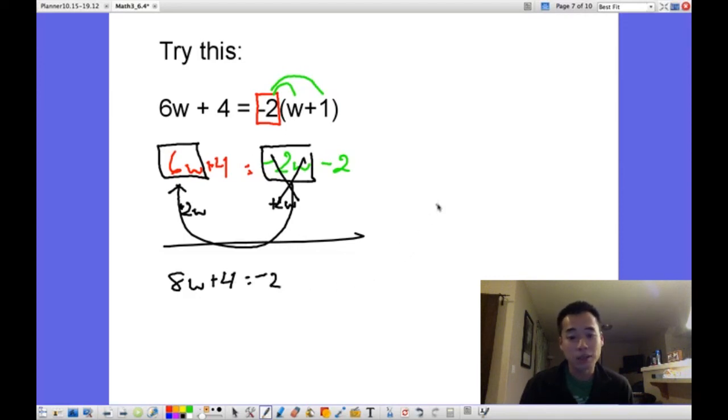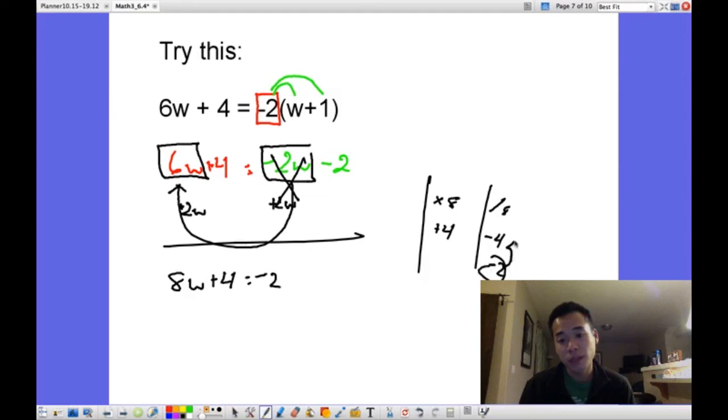Here, I can do the undo table real quick. I know that the first thing that happens to w is it's being multiplied by 8. I know the next thing is it is increased by 4. I know that the result is negative 2. So what I'm going to do is go ahead and do the undo column, which is the opposite of positive 4, or adding 4, is minus 4. The opposite of multiplying by 8 is dividing by 8. Take negative 2, and I'm going to run it through each of those. So I get negative 2 minus 4 is negative 6, and then negative 6 divided by 8 is negative 6/8.